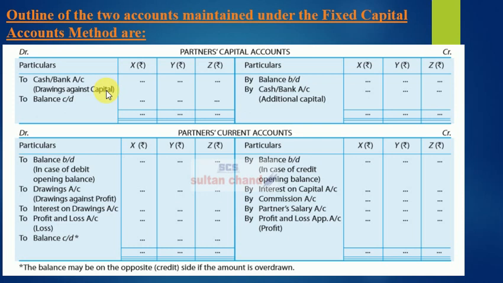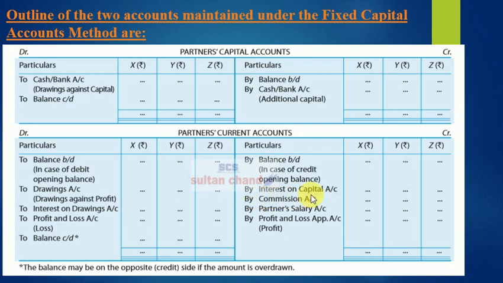Now, the second important account under fixed capital method is called partner's current account. Current account has to be prepared when you are doing fixed capital account method, and it also starts with its opening balance, by balance b/d. This will come from your question. And all the appropriations which you have made in the appropriation account on the debit side will be posted here on the credit side, based on the entries which we have learned in previous slides. So interest on capital, which has the entry interest on capital account debit to partner's capital account, based on that entry, comes here on the credit side.